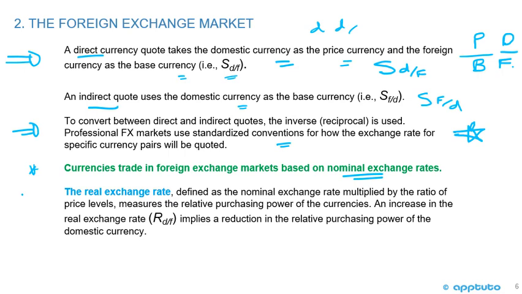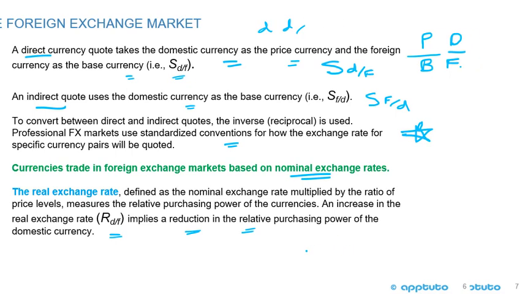The real exchange rate is defined as the nominal exchange rate multiplied by the ratio of price levels, and that measures the relative purchasing power of the currencies. An increase in the real exchange rate, and you can see here it's domestic over foreign, implies a reduction in the relative purchasing power of the domestic currency. And we'll see more of that a little bit later, okay?